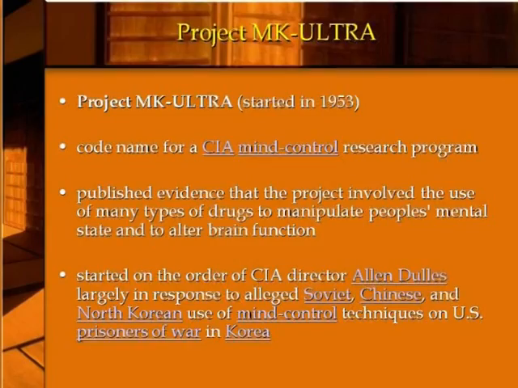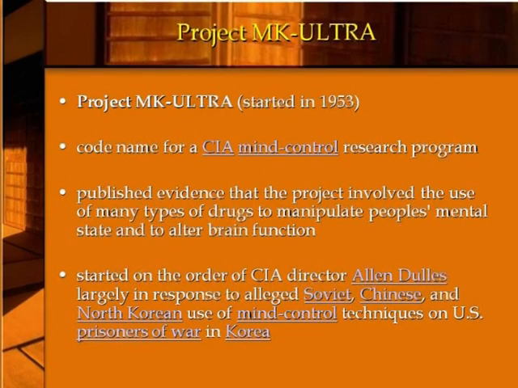The US government, the Army, the Navy all conducted research on participants. This study was actually done by the CIA, and it was called Project MK Ultra. It was a code name for a CIA mind control research program, which involved the use of many types of drugs to manipulate people's mental state and alter their brain function. And it was started on the order of the CIA director.